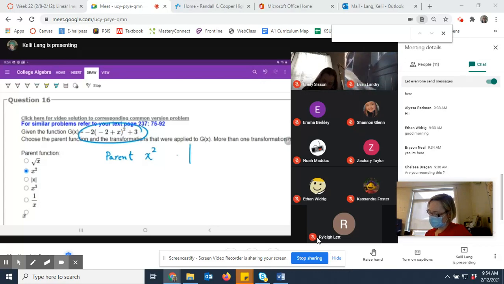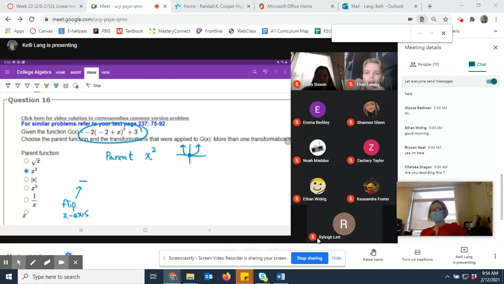So our starting point, the thing that we're going to transform, is just going to be our generic x squared parabola. So now let's talk about what transformations are taking place. The negative on the very outside is going to flip this over the x-axis.